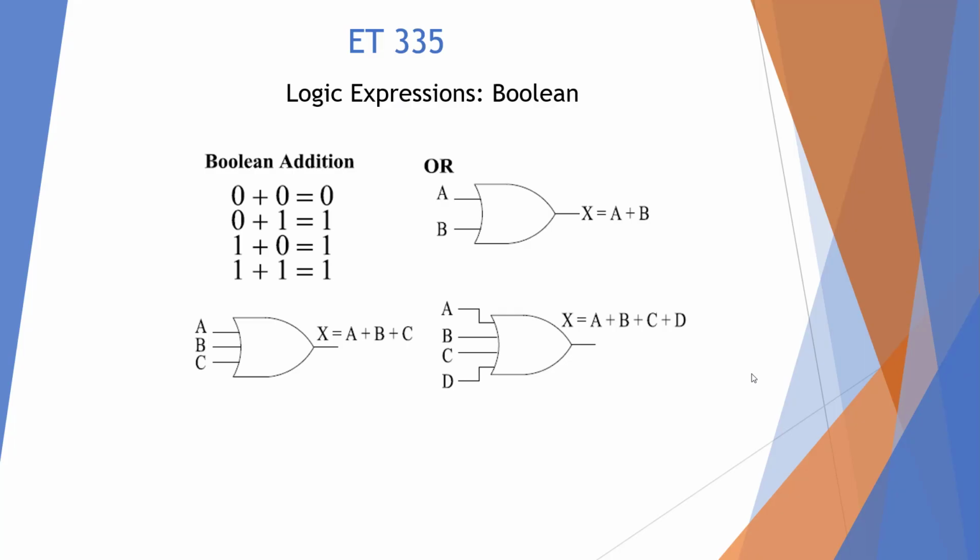Here we have an OR gate, and when we're using an OR, we're going to use addition. So if we add these up, we're going to get our truth table. And here's our OR gate with inputs A and B. So our output X is going to be A plus B. A 3-input would be X equals A plus B plus C, and 4 inputs would be A plus B plus C plus D. So OR gates are addition.